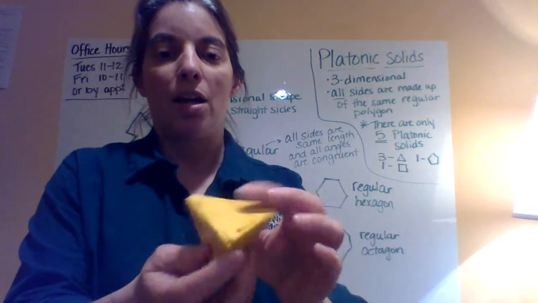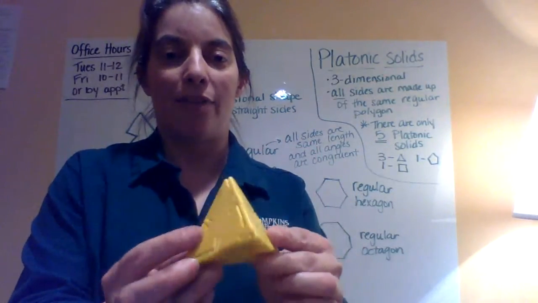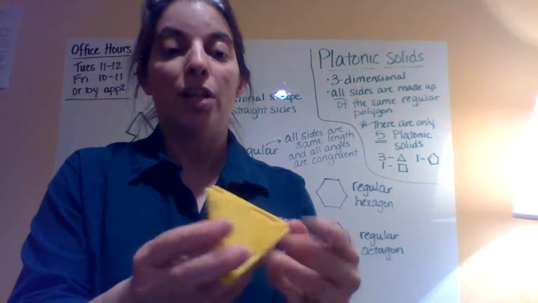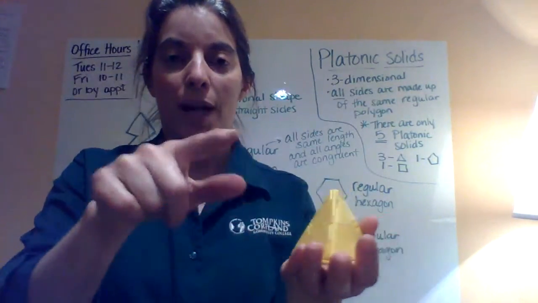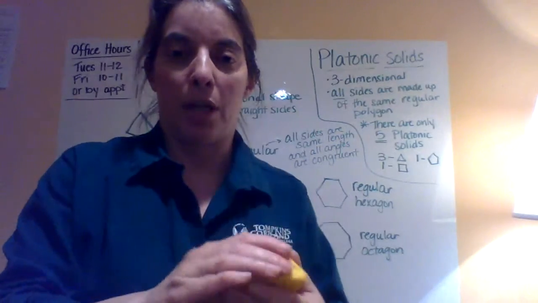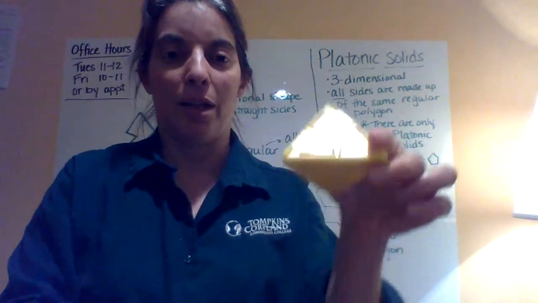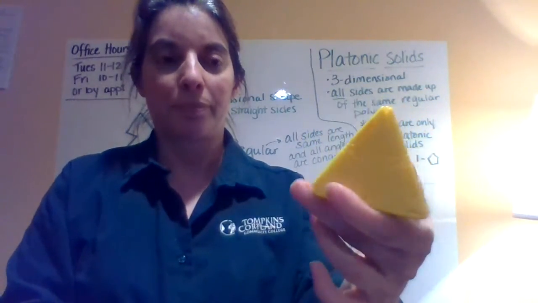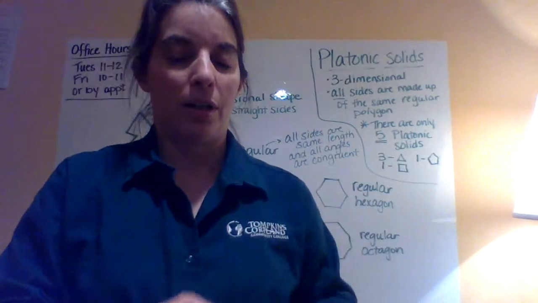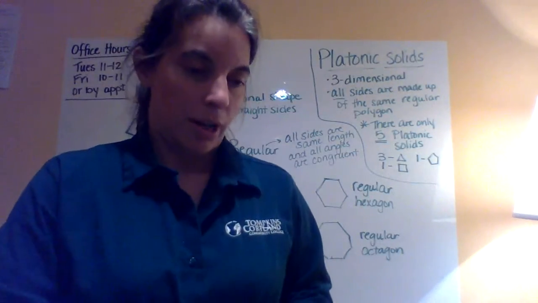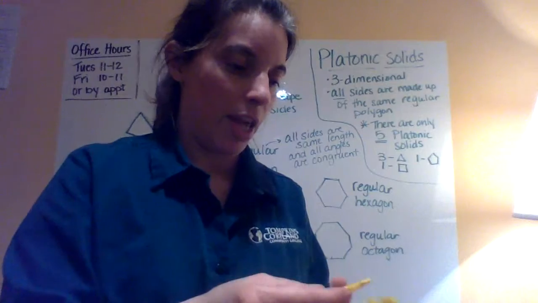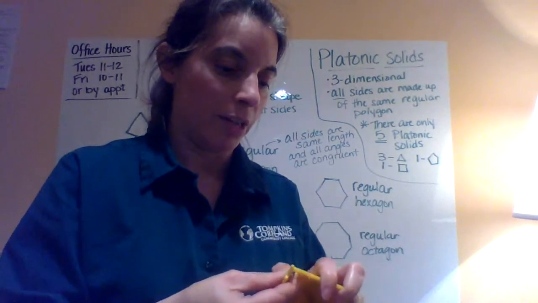Okay, so again, a Platonic solid is going to have all the sides the same. Sometimes we think of a pyramid that has a square bottom and then 4 triangles coming up. That would not be a Platonic solid, but this is called a tetrahedron. So it's made up of 4 equilateral triangles.